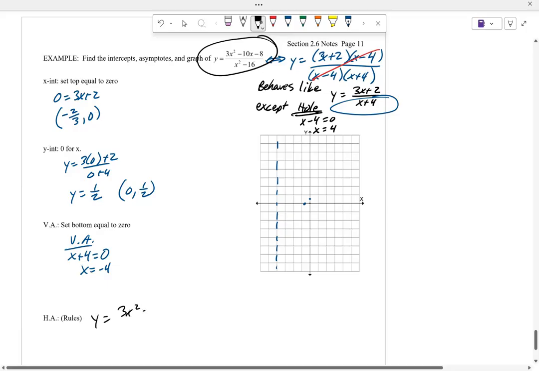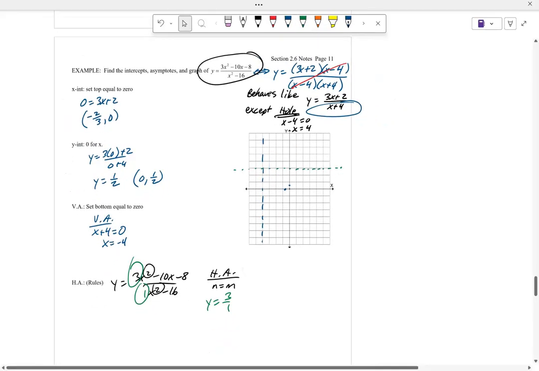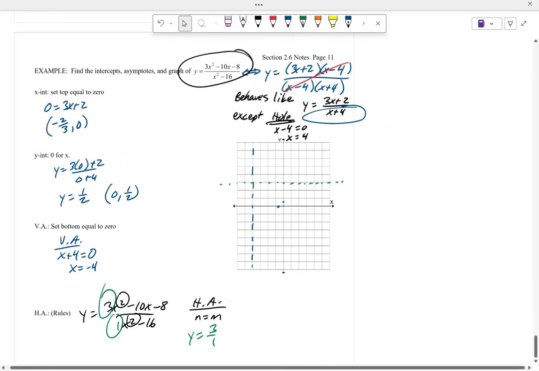Horizontal asymptote, you can go back to that original function. We got 3x squared minus 10x minus 8 over x squared minus 16, or the simplified one, it doesn't matter. The degree of the top is the same as the bottom. So you take the leading coefficients, 3 over 1.